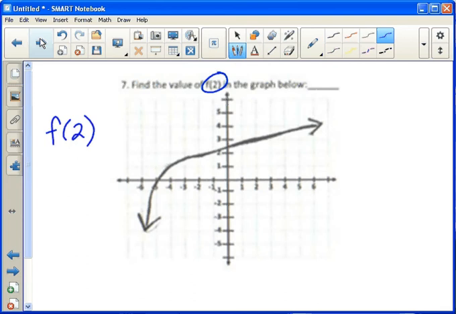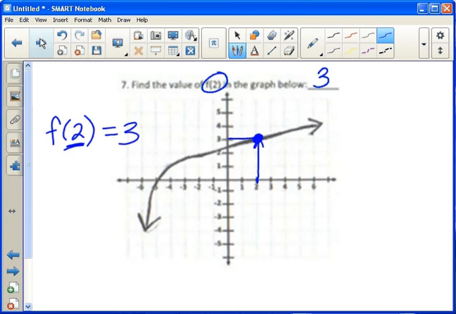So I go over to where x equals 2, and I find my graph. So I have the point right here. My x value is 2. My y value is 3. So f of 2 on this graph is 3. They're just telling you to go to where x equals 2 and find the y value. And here it would be 3.